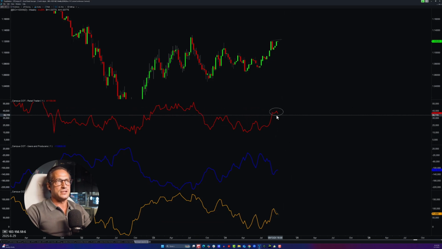Meaning, the retailers are doing the opposite here. They are bullish, and we want to short potentially. And here we see a small but already a valid divergence on the hedge funds.